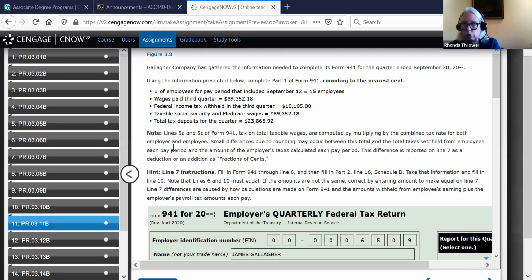And we're going straight to Cengage. And you should be able to see Cengage on the screen now. And again, I'm working problem 3-11B.